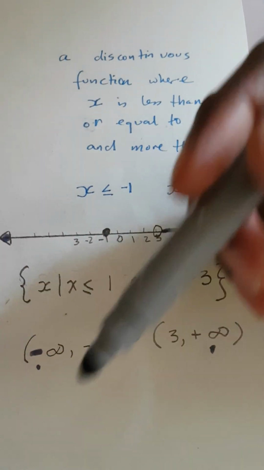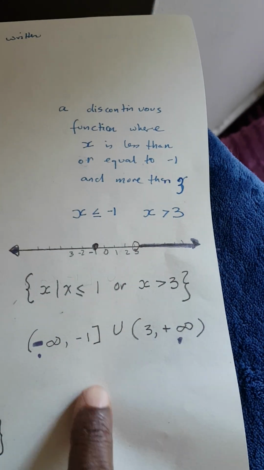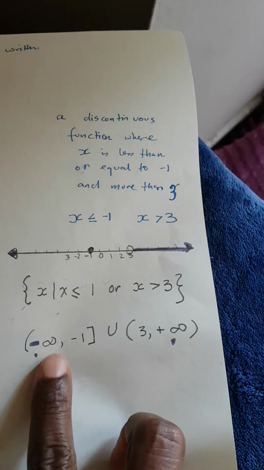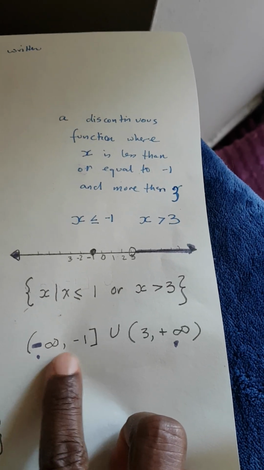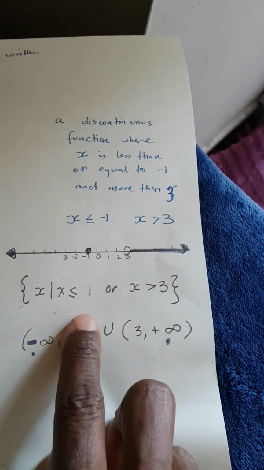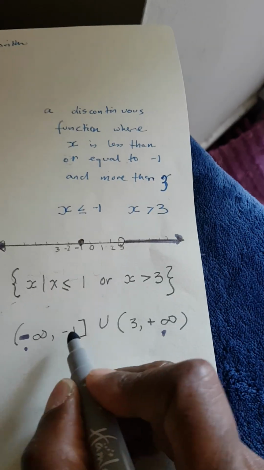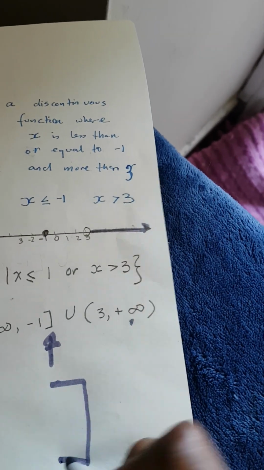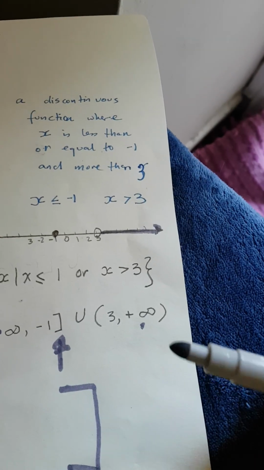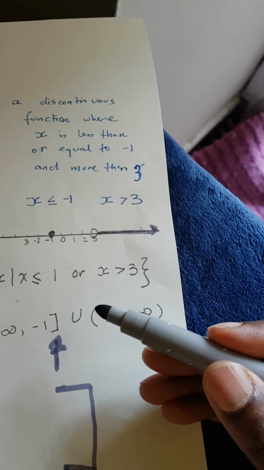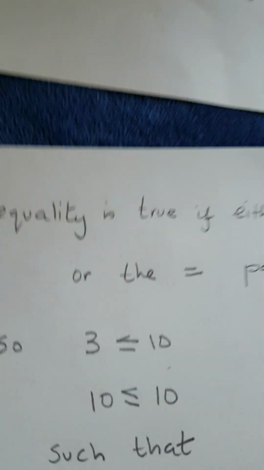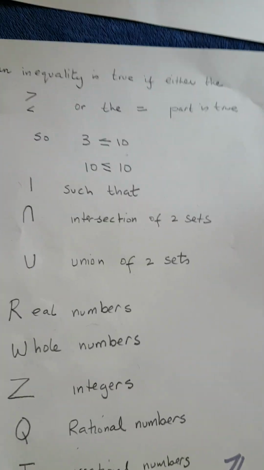So you would have x, the domain, is the union of the two sets. Set 1 goes from minus infinity to minus 1, and it includes minus 1. This square bracket here includes minus 1, and x is more than 3 but less than positive infinity.